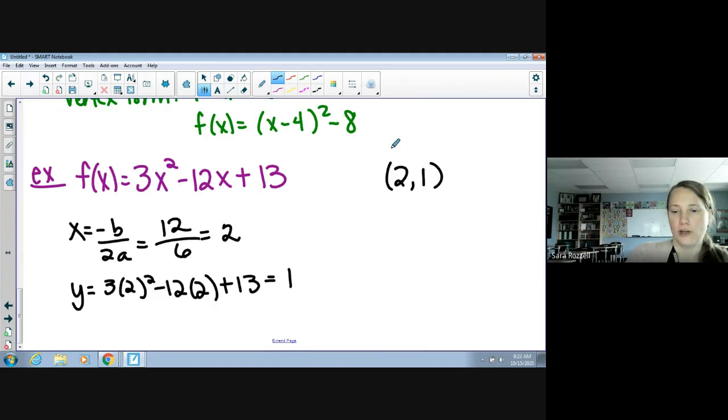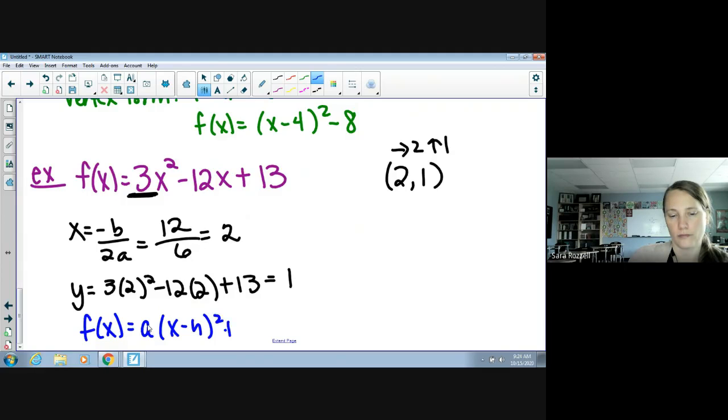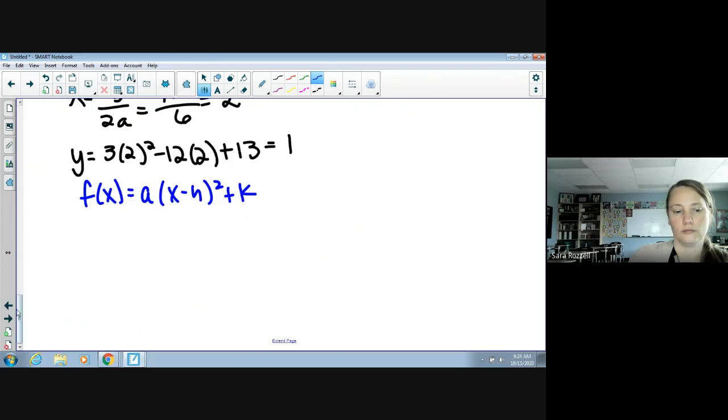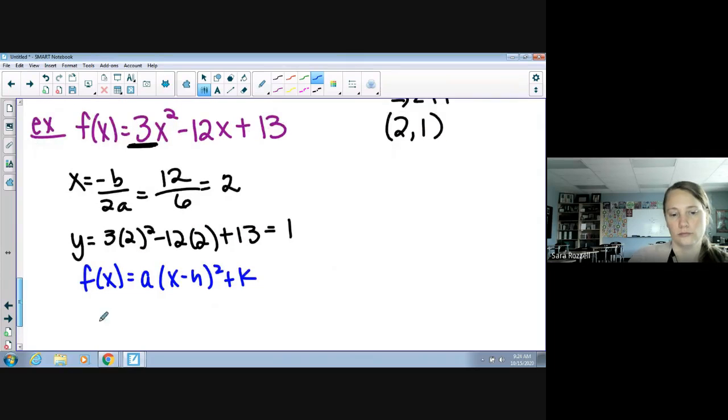which means that this is going right 2 and going up 1. So that's going to help us out. And we also have an a value. Our a value is 3. So we have to put that into our vertex form. So remember, this was vertex form. So our a value goes in as 3, because that was our vertical stretch. We're going to the right 2, so x minus 2, and we're going up 1.